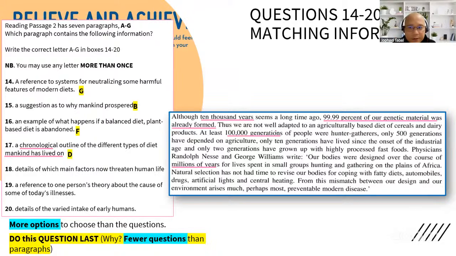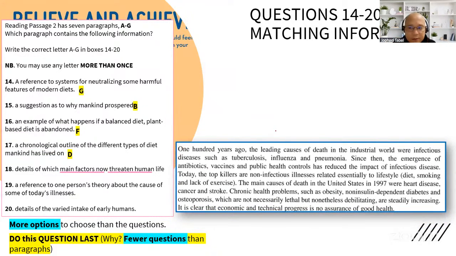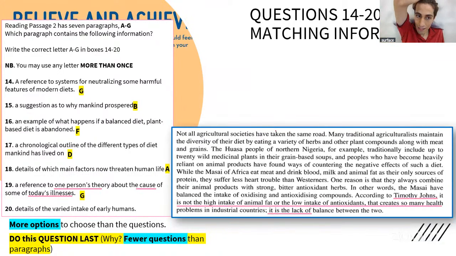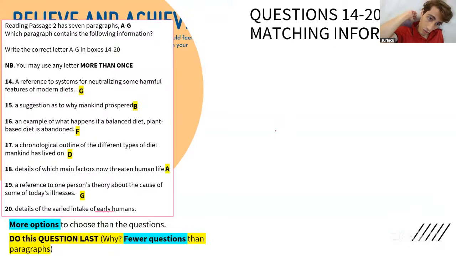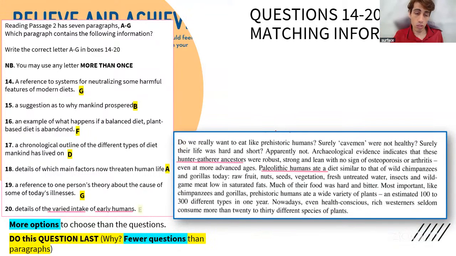If you find it, it's okay. If you don't find it, move on to the next paragraph. Do this all the time until you get at least three or four correct, and then you can choose between the remaining ones. You can also do it by chance, but you don't need to. So your strategy here is pretty much similar to matching headings, correct?